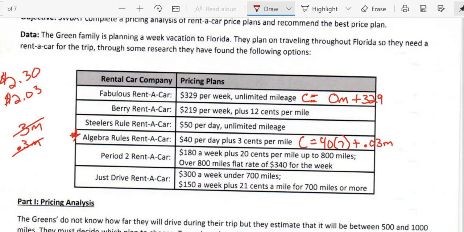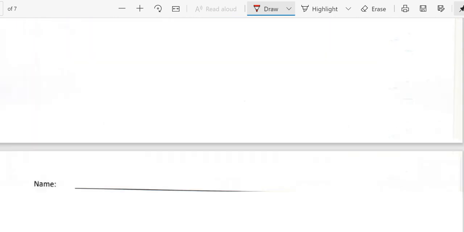What this equation would look like, I would simplify it a little bit. You could leave it like this, but I'm going to write this final equation as 280, because that's what 40 times 7 is, plus 0.03M. Okay, so I'm going to go back to my table, and this is for algebra rules Rent-A-Car.